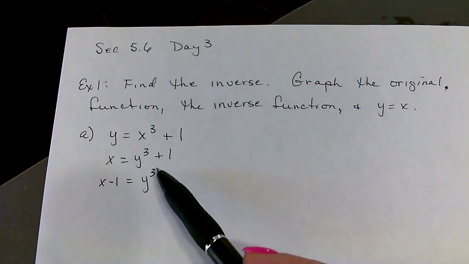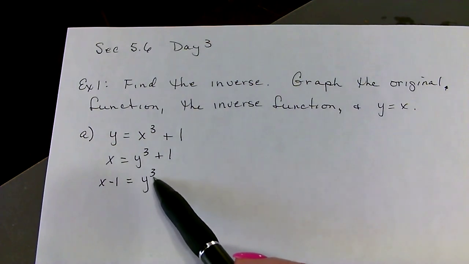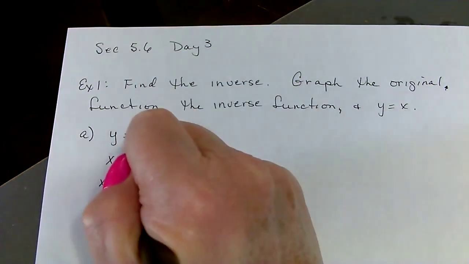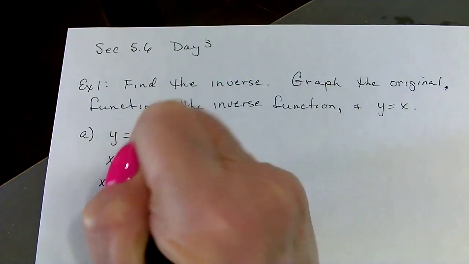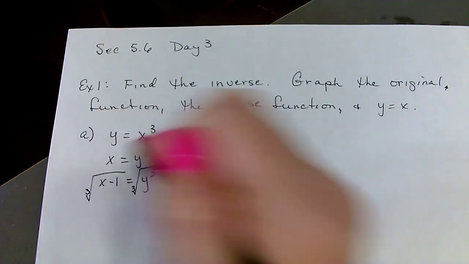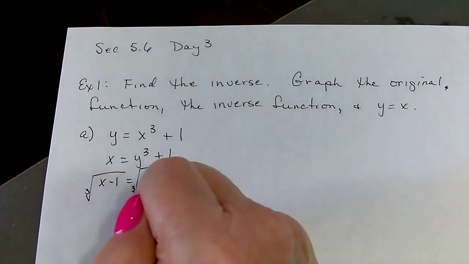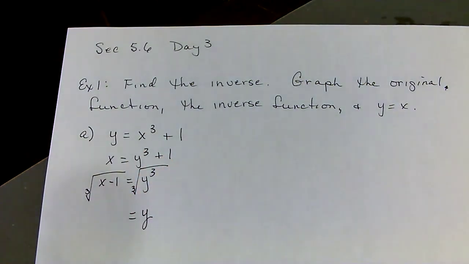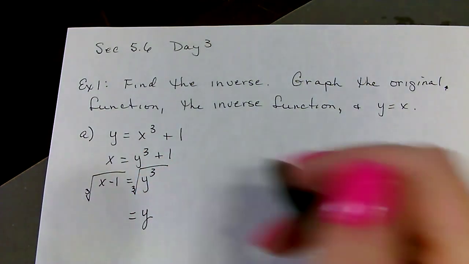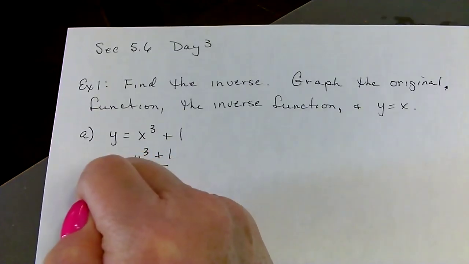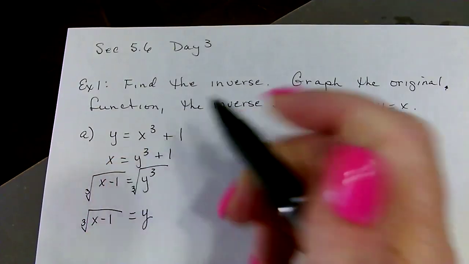Now, how do we get rid of a power of 3? We have to do a cube root. And we're going to do a cube root on both sides of this equation. So cube root here, cube root here. The cube root of y cubed is y, and the cube root of x minus 1 just stays the cube root of x minus 1.